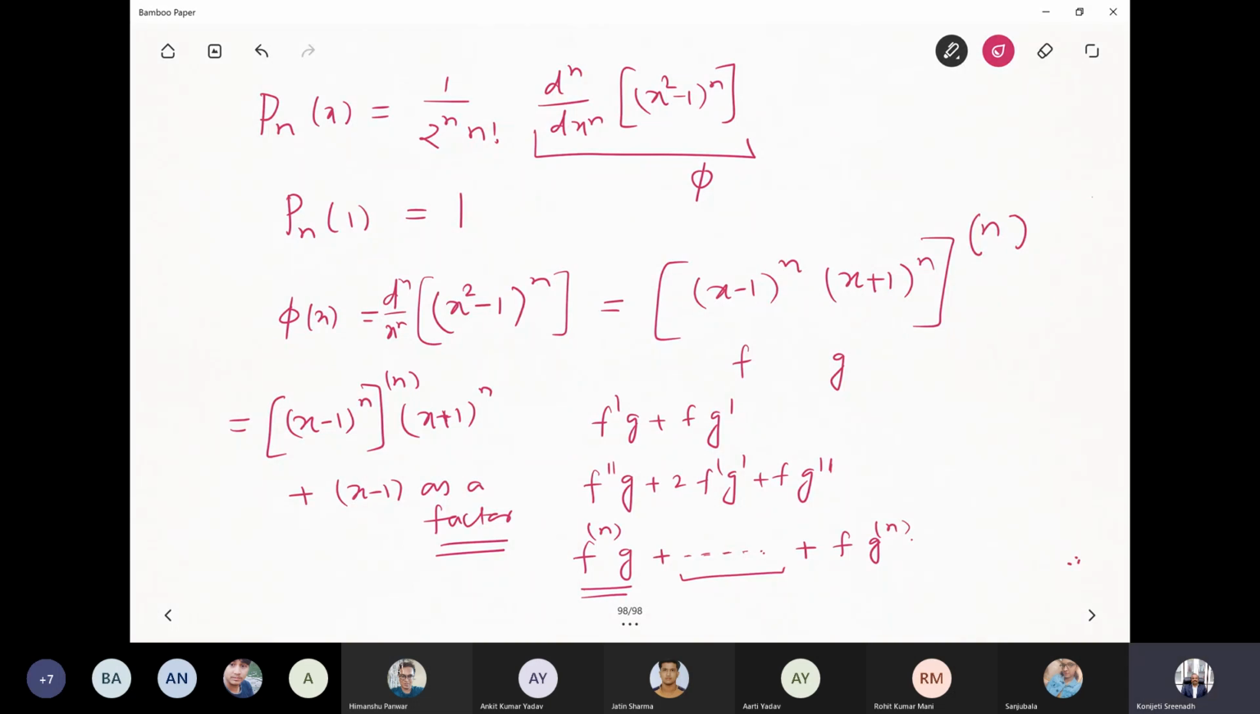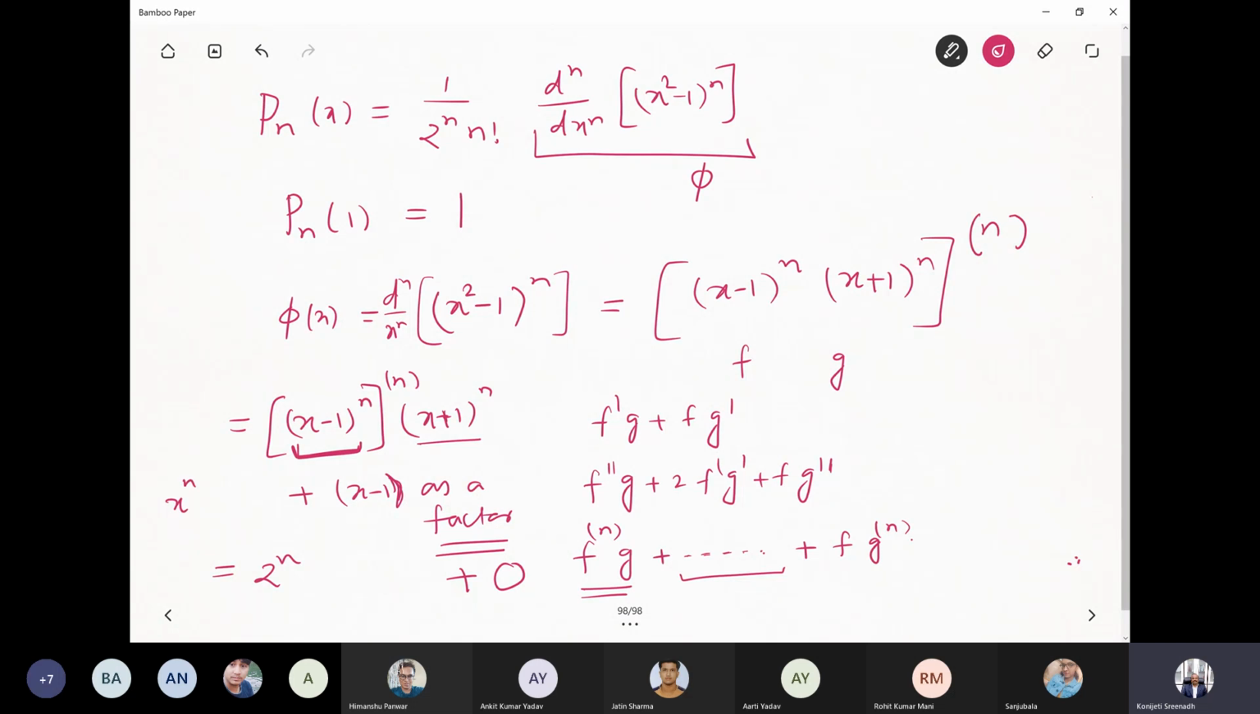Okay, so when I take x equal to 1, this turns out to be 2 power n, and all these terms are going to be 0 because x minus 1 is a factor. So this is going to be 2 power n, and all other terms are going to be 0. Here, if you see this one, this is again an nth degree polynomial. The highest order term is x power n.